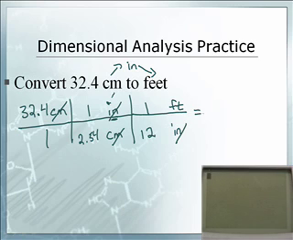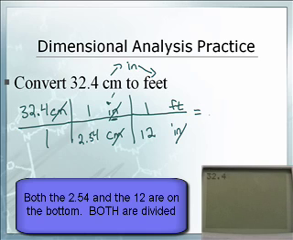Now, this is a very important thing to understand. We have two numbers, and they're both on the bottom. So on your calculator, you're going to push divide, divide. Right, so 32.4 divided by 2.54 divided by 12. Do not hit the multiply sign. Okay, 1.062992126. I'll stop there. All right, 3 sig figs. I see 3 sig figs.